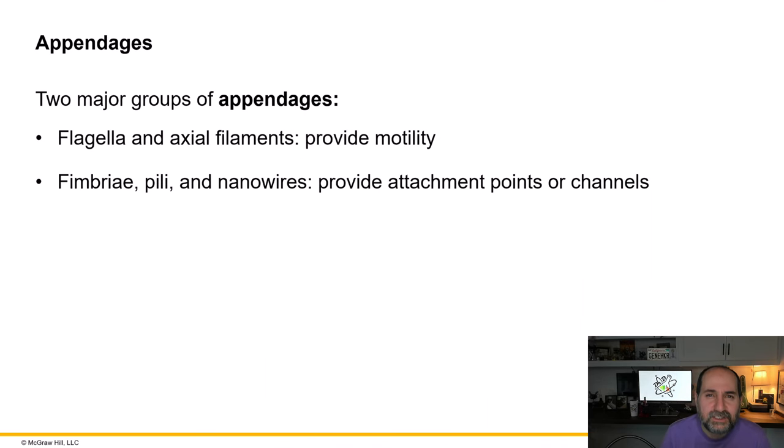Next, let's talk about bacterial appendages. These are things that hang off the outside of bacteria. Not all bacteria have these appendages, but some do. Two major groups of appendages are the ones that provide motility, so for instance, flagella for motility, or an axial filament for motility. We'll discuss these. And then external appendages that provide attachment points or that form channels. These are known as fimbriae, pili, or even nanowires. Now, we're not going to address nanowires in this chapter, but just be aware that they exist. We're going to focus on fimbriae and pili as attachment points.